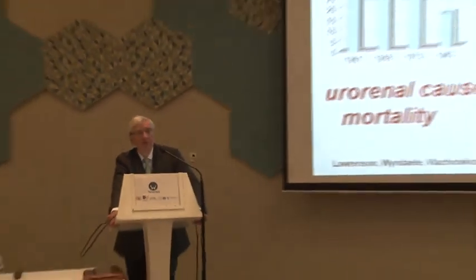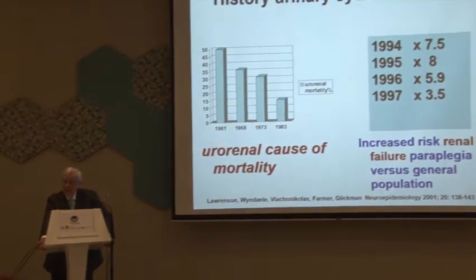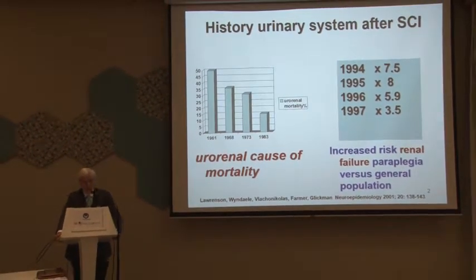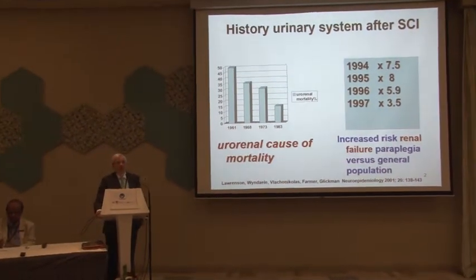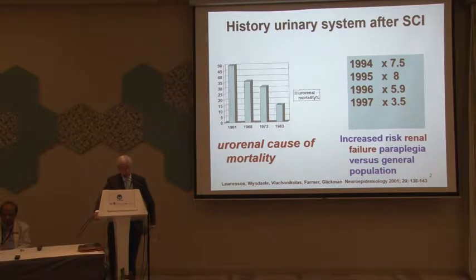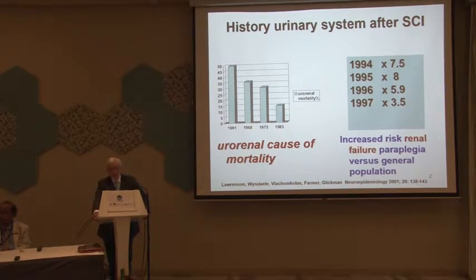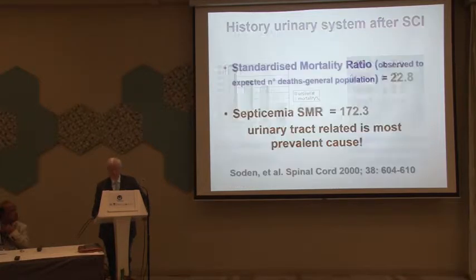We have seen it, we have read about it, that the urorenal cause of mortality used to be half of mortality in the 1960s, and that it went down to 3% and continues to go down, not because the patients have changed, but because the approach has changed. But still, there is an increased risk of renal failure if you look into the spinal cord population versus the general population. So it is better, but not disappeared.